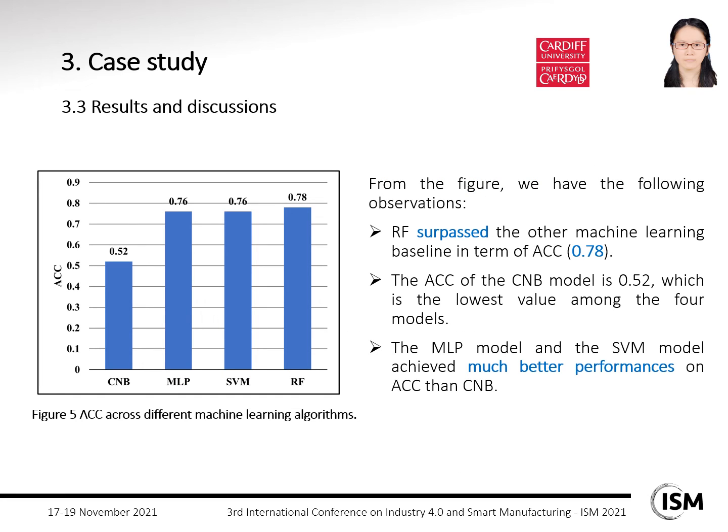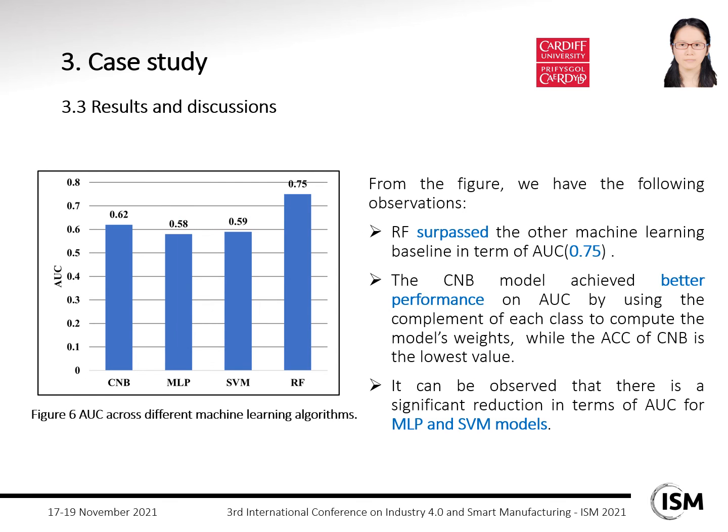Then I will introduce the results and discussions. Figure 5 shows the accuracy across different machine learning algorithms. The comparison reveals that the random forest model shows advantages over the other 3 machine learning models. The MLP model and the SVM model achieve much better performance on accuracy than the CMB model.